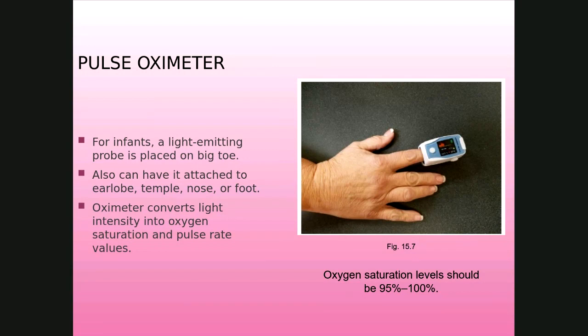Normal pulse oximeter values for a healthy person, as far as saturation levels, would be 95 to 100%. And honestly, 95 is a little bit low. Tom is a respiratory therapist. He would argue that it should be 97 to 100, but 95 is awfully low by respiratory considerations.